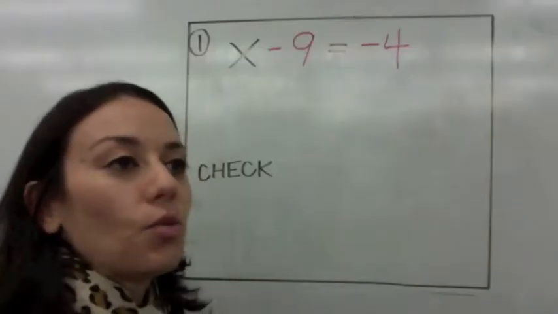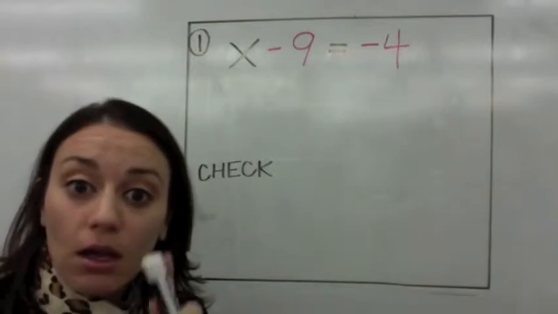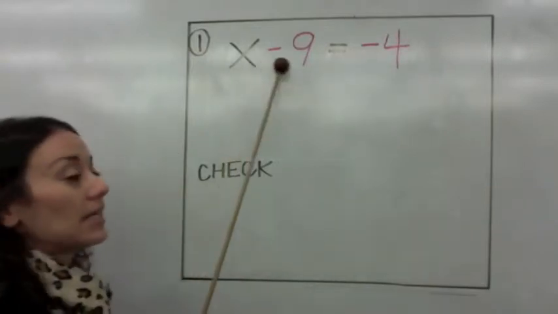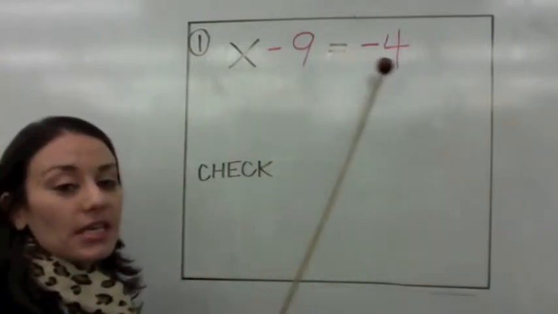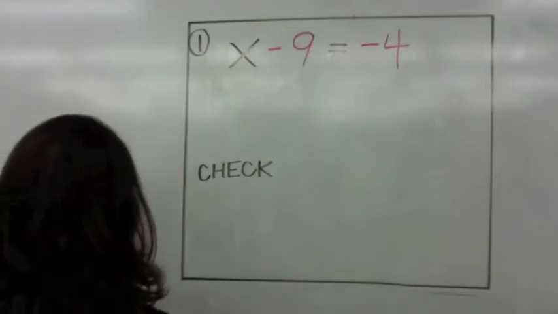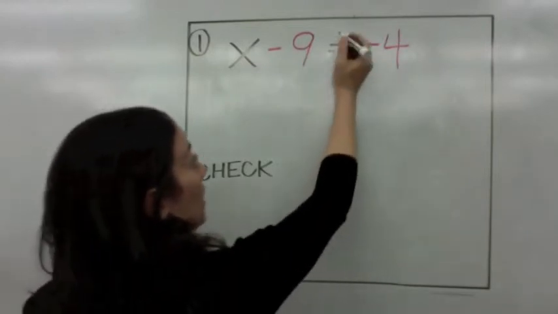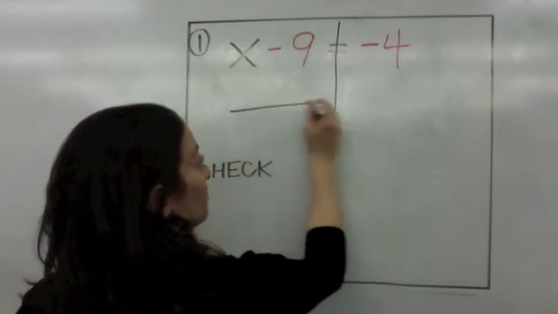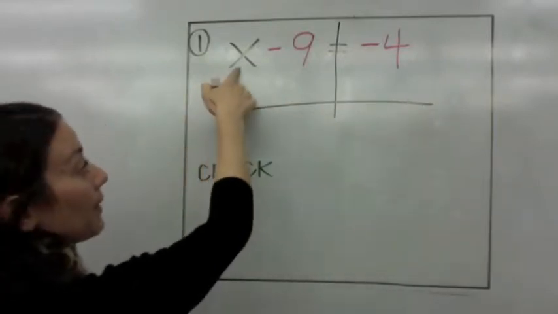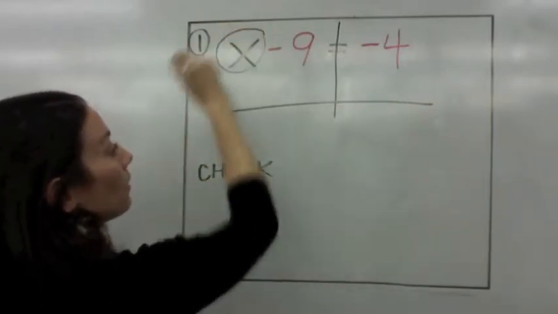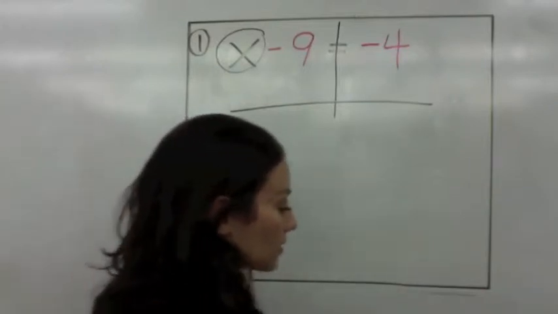Okay, so read equation 1 with me. You need to read it with me. Are you ready? Go. It says x minus 9 equals a negative 4. So first step is to make a t, to separate both sides of the equation. You're looking for what number, if you subtract 9, will give you a negative 4, so circle x.